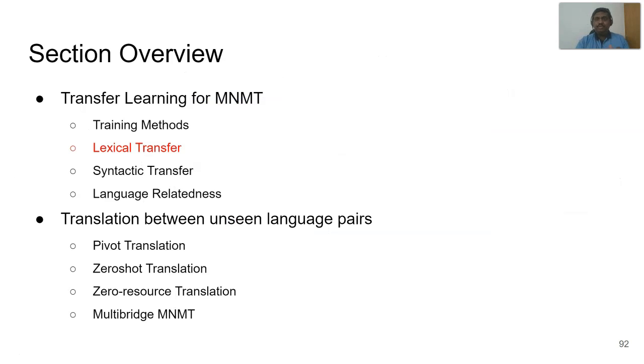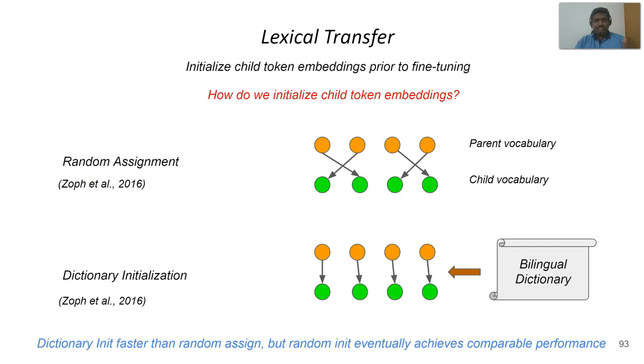Next, let's look at how we do lexical transfer, which is how we bridge the gap between the vocabularies of the parent and the child languages. We have trained the parent model, and during the process the parent model's word embeddings or token embeddings have also been learned. The child vocabulary may be totally different. So how do we initialize the child's token embeddings? One simple strategy is random assignment of child tokens to the parent language tokens, and this works fairly well.